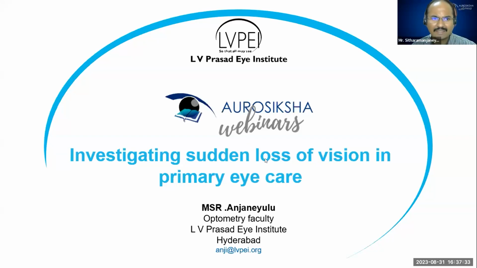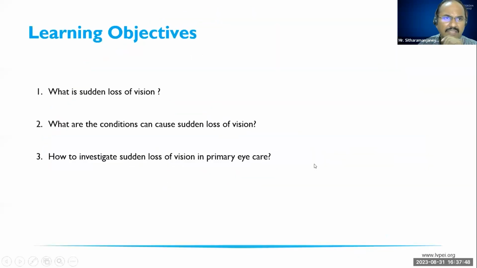So I'm going to discuss investigating sudden loss of vision in primary eye care. In the given 10 minutes, I made a small presentation, and I will go through that. These are the three learning objectives from this presentation. You will understand what is sudden loss of vision, what conditions can cause sudden loss of vision, and how to investigate them at the primary eye care level.